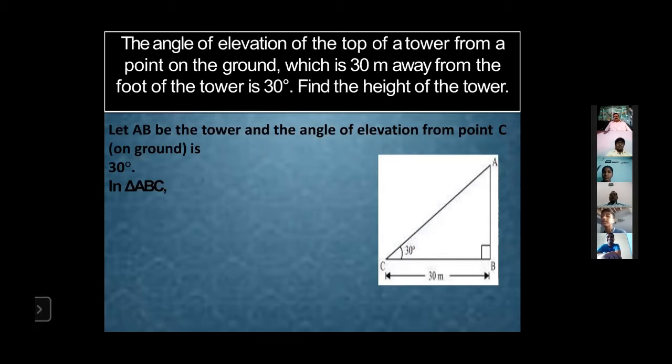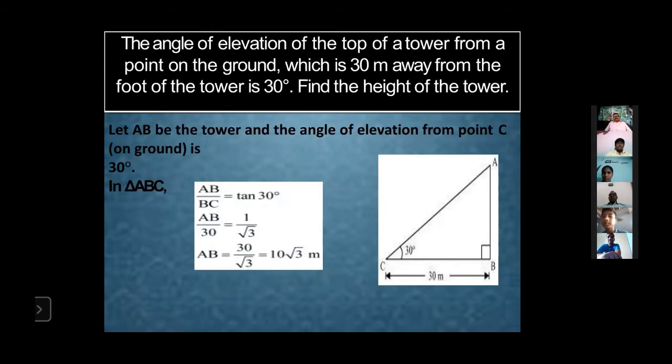So for this angle C, 30 degrees, AB is the opposite side and BC is the adjacent side. We need to find the height of the tower. So AB by BC, this is the ratio of what? Tan theta. Yes, you are right. So tan 30 degrees equals opposite by adjacent.